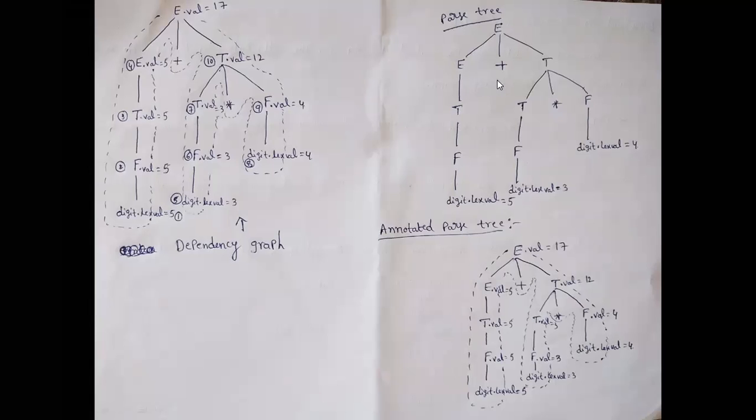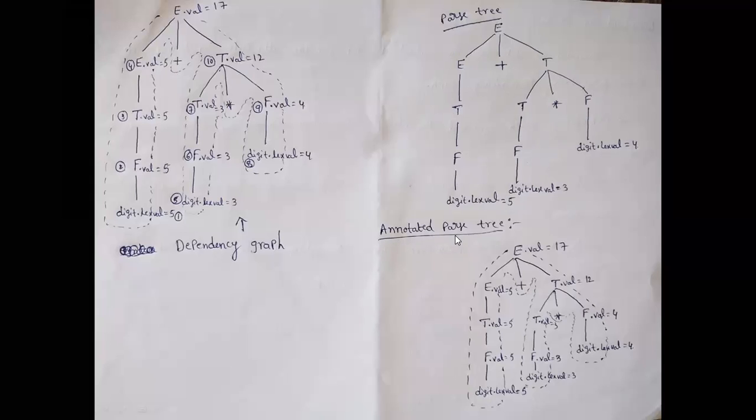So the expression is 5 plus 3 star 4. Then this T is replaced with a star, so T produces T star F. This T is replaced with F, and F is replaced with digit dot lexval, and this F has the digit. So digit dot lexval is here 5, 3 star 4. So 5 plus 3 star 4. This is the corresponding parse tree for the given grammar with semantic rules.